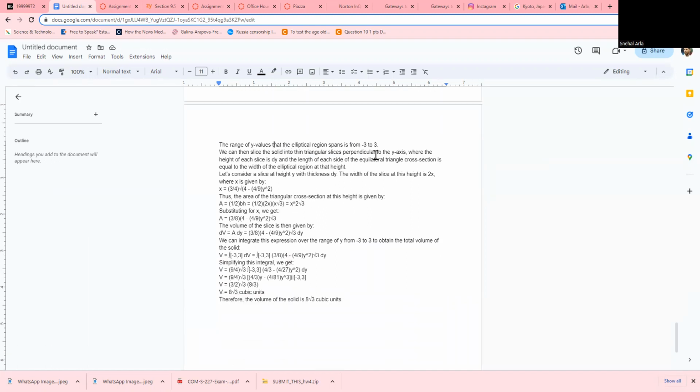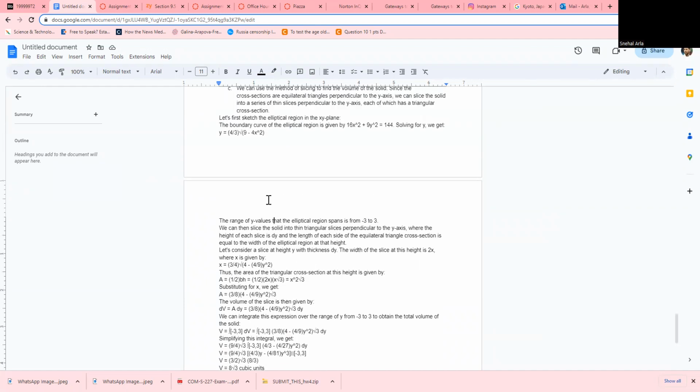The range of y values that the elliptical region spans is from minus 3 to 3. We then slice the solid into triangular slices perpendicular to the y-axis, where the thickness of each slice is dy. The length of each side of the equilateral triangle cross section is equal to the width of the elliptical region at that height. Let's consider the slice at height y with thickness dy. The width of the slice at height y is 2x, because it's double, where x is given by x equals 3 over 4 times the square root. We already know x from above.